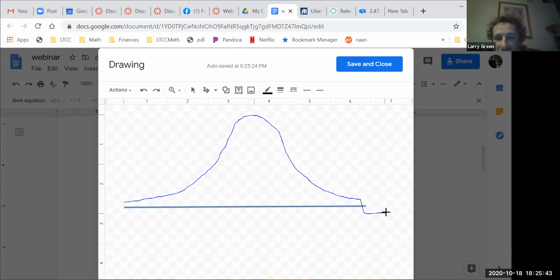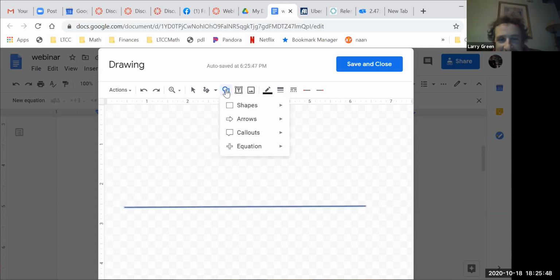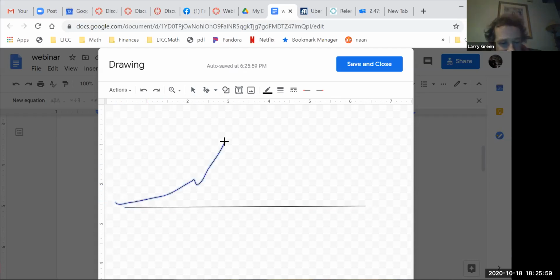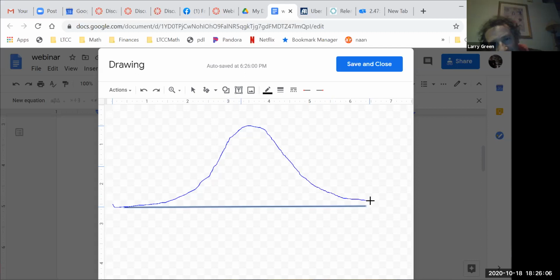And by the way, that last part wasn't so good. Let me try one more time. Much better. Okay, it's not a perfect normal curve, but it's as good as I could do. So we got a normal curve. We know that the mean, at least the sample mean, is 17. So let's pop that in.